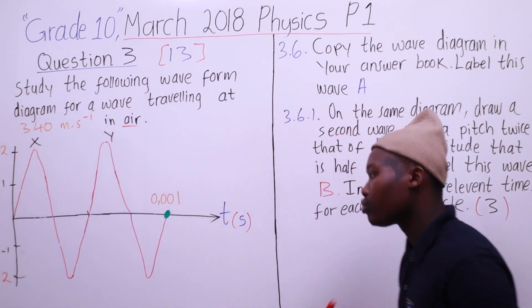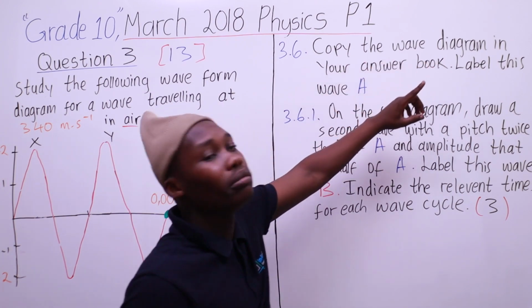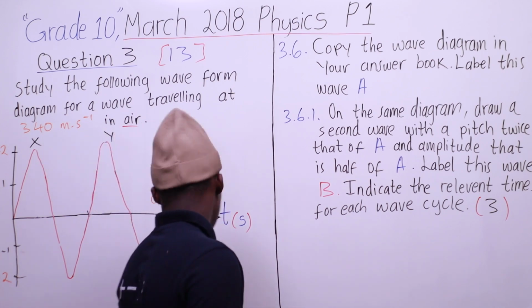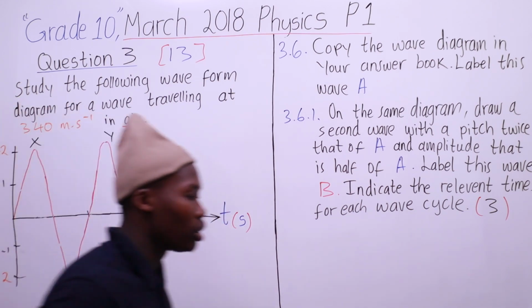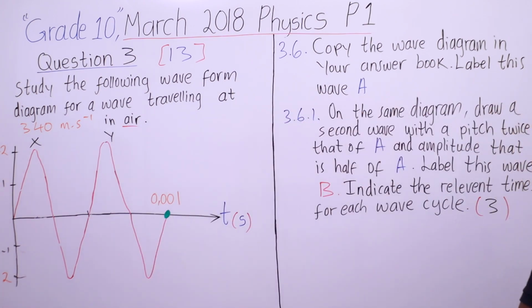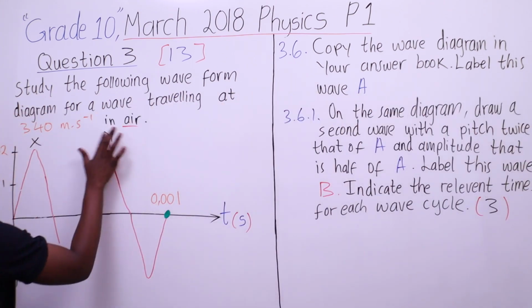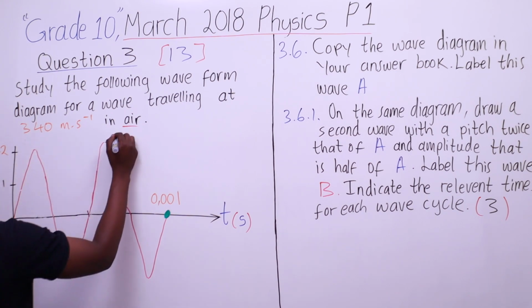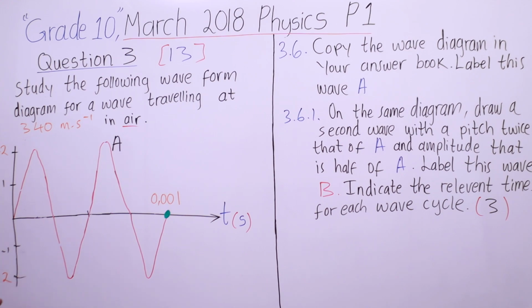Alright, so now 3.6. So copy the wave diagram in your answer book. Label this wave A. Le copy the answer book yakho. So since sisebenzisa i-board, now we will use vele le icon. So let's just remove x nalo y lo, and then we label the wave A. So the wave is A.